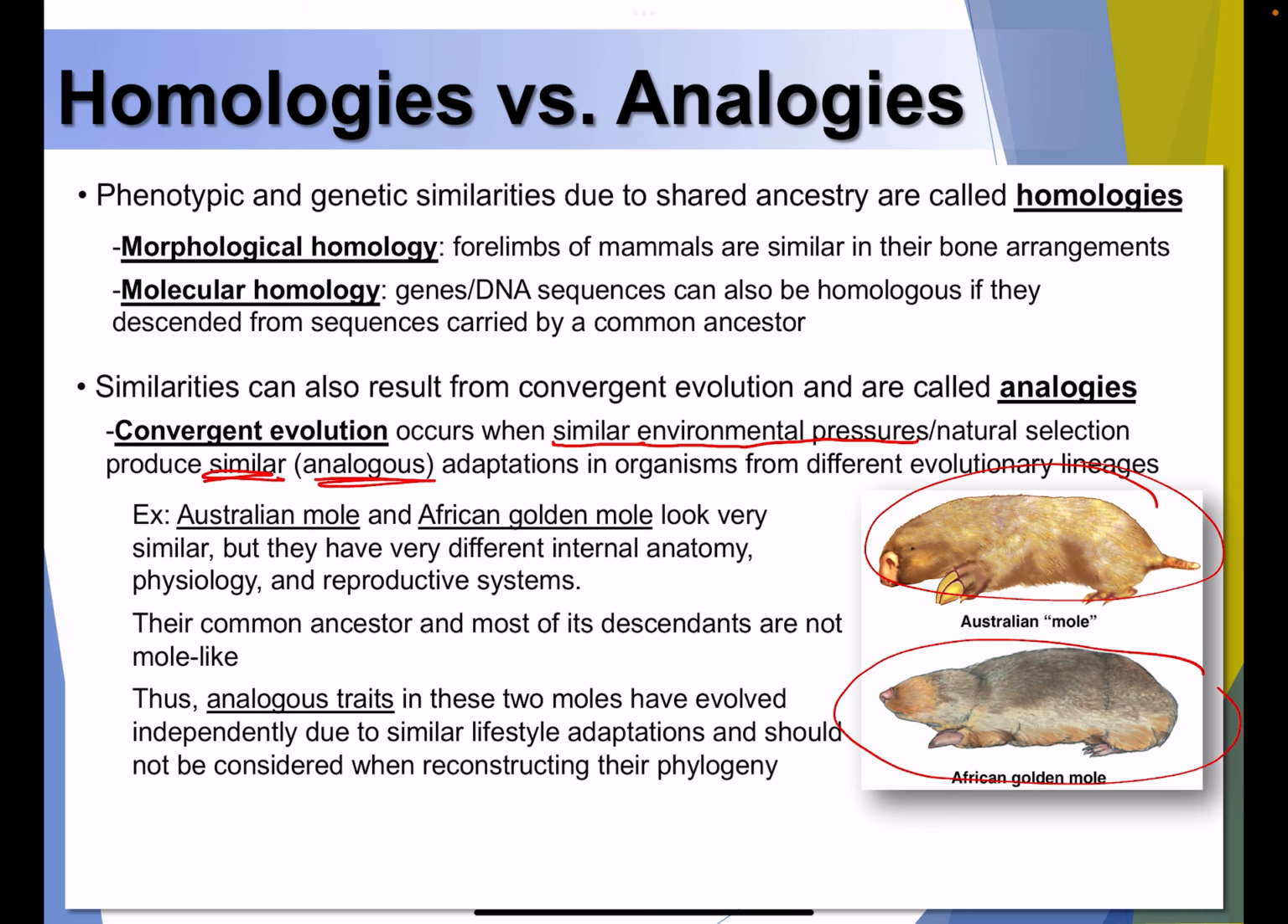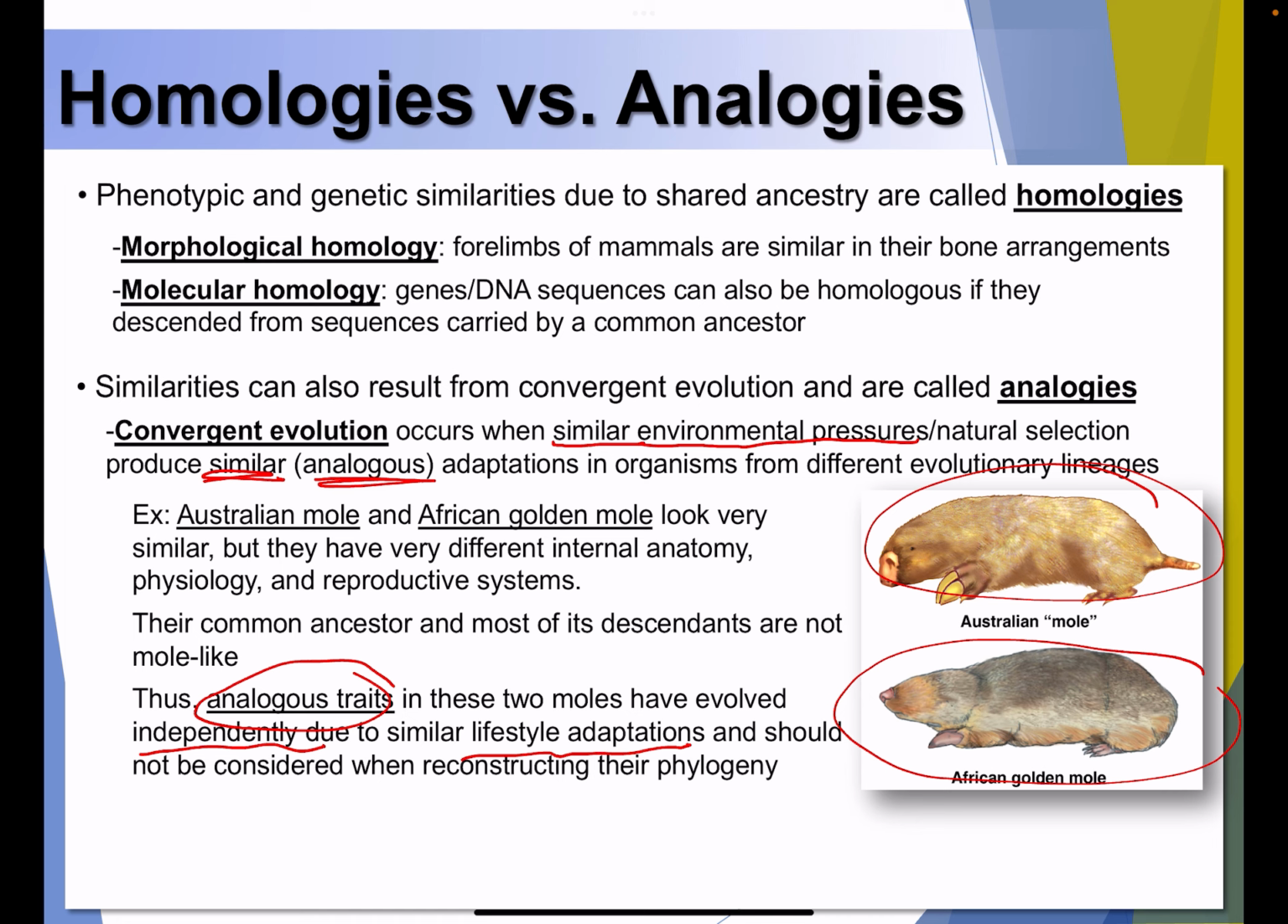And they look very similar on the external side, but internally, they have different anatomy, physiology, and also completely different reproductive systems. So these two species are not closest relatives of each other. Their common ancestor and most of its descendants are actually not mole-like. And so analogous traits in these two moles, they have concluded that it has evolved independently due to similar lifestyle adaptation and should not be considered when reconstructing their phylogeny.